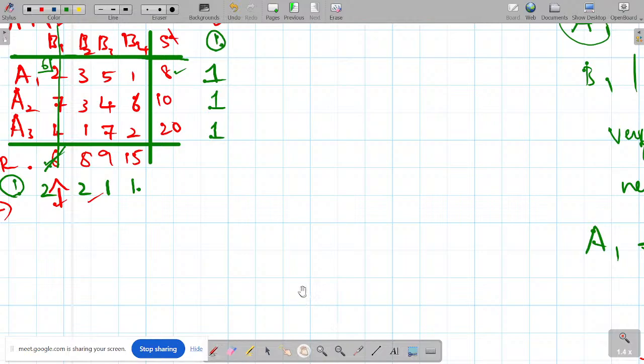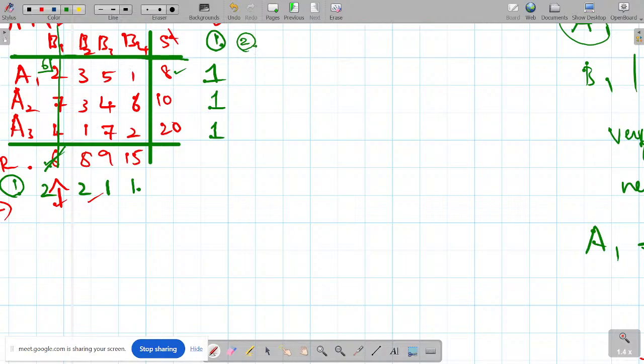Then we'll go for the second repetition. The same thing has to be repeated. When you talk about Vogel, he is using the penalty method with a small logic, and along with that, he is going to apply the least cost method in a particular depot or unit. Now we'll go for the second iteration.